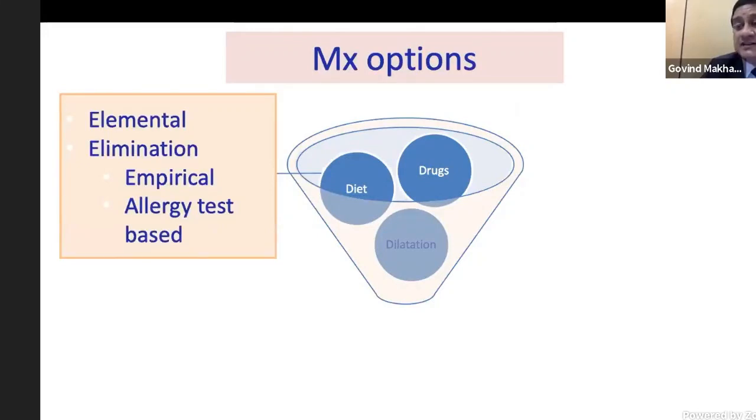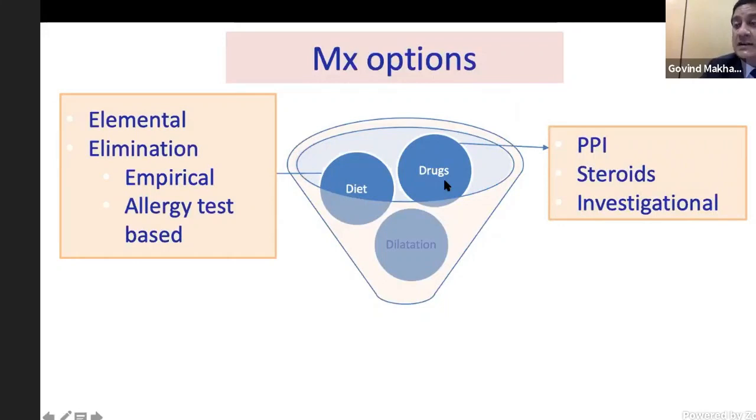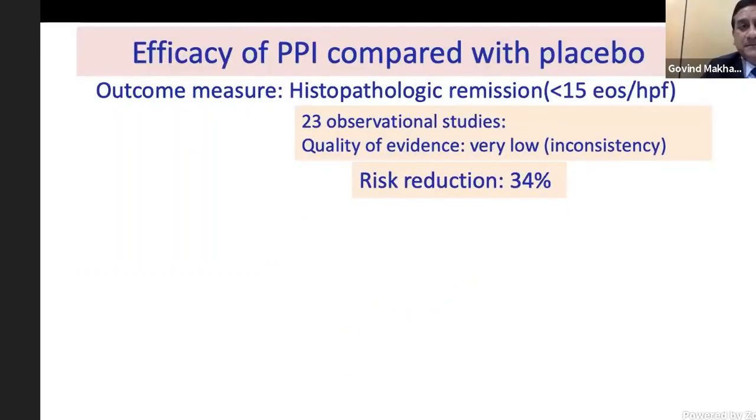The etiological factor is diet, the food antigen. Therefore, you have either an elemental diet. What is an elemental diet? You give pre-digested food to these individuals, so they're not exposed to any kind of allergen. Or you eliminate some foods from the diet; we'll come back to that in a minute. Then you give drugs. Drugs are either PPIs, steroids, or many other investigational drugs. And if there is esophageal narrowing, then you do dilatation.